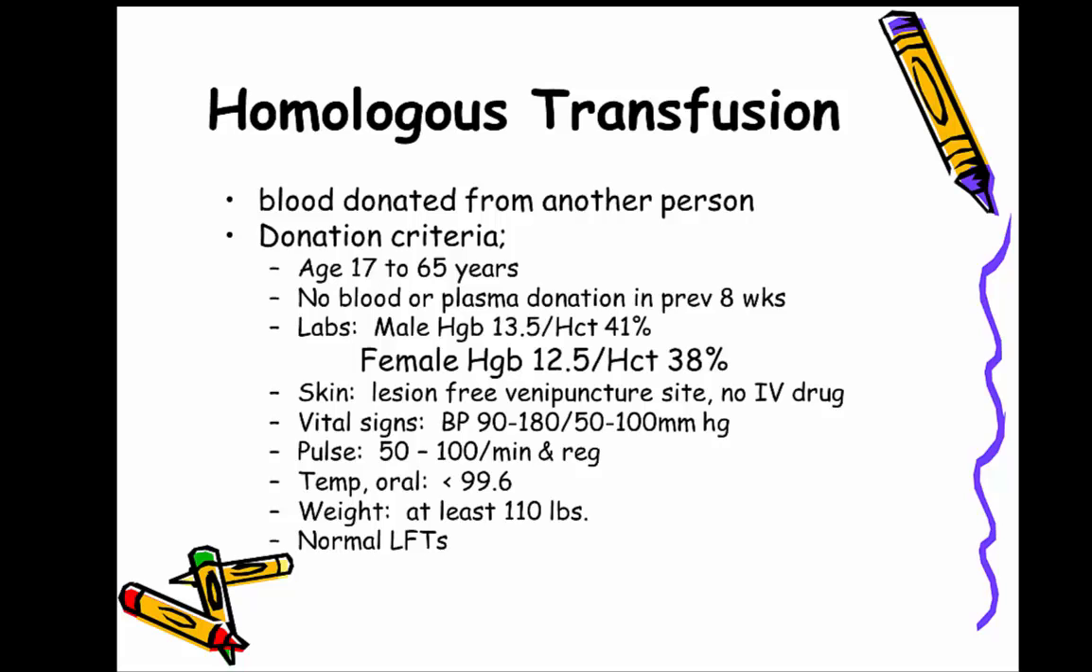Homologous transfusions are donated from another person. So usually 17 to 65. Generally, this is where their hemoglobin and hematocrit need to be. Their skin has to be free of venipuncture marks and no IV drug use. They have to have reasonable vital signs, reasonable pulse rate, a certain weight.